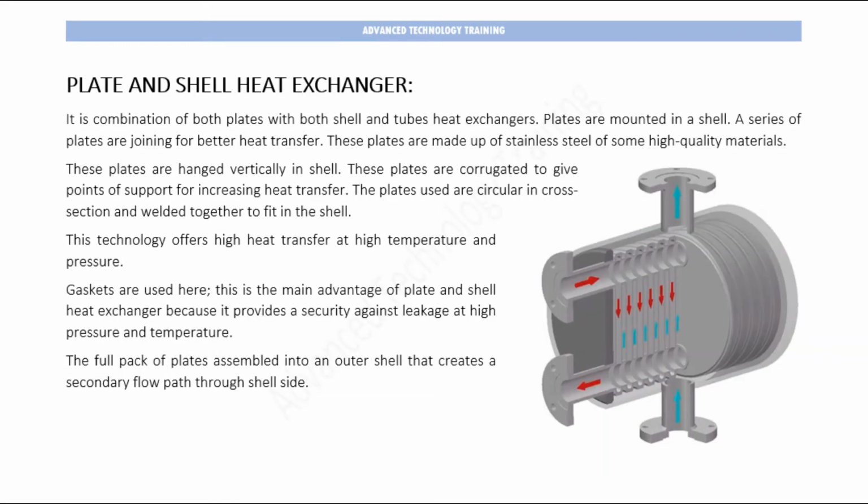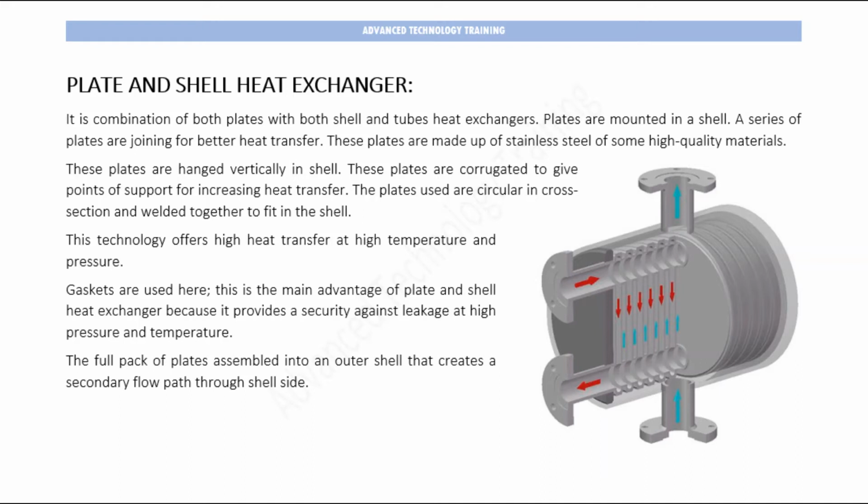Plate and shell heat exchanger. It is a combination of both plates and shell and tube heat exchangers. Plates are mounted in a shell. A series of plates are joined for better heat transfer. These plates are made of stainless steel or some other high quality materials. These plates hang vertically in the shell. These plates are corrugated to give points of support and increase heat transfer.